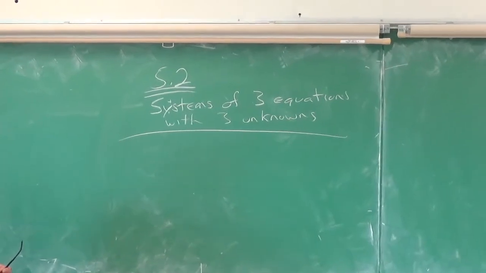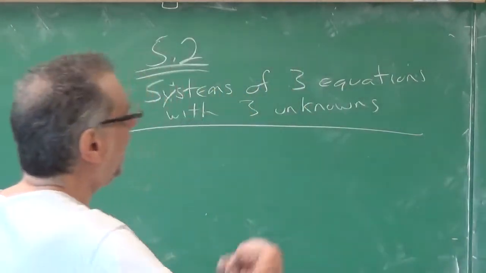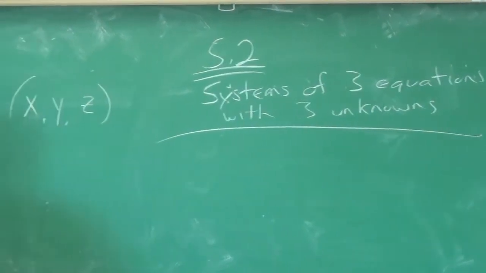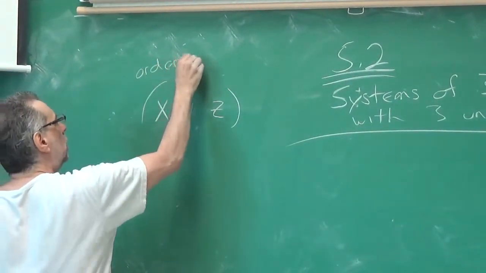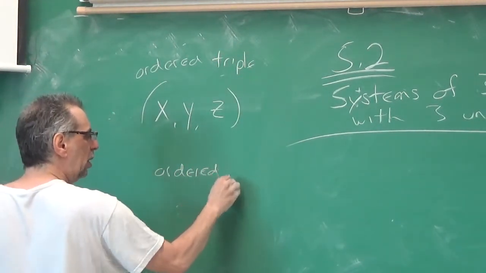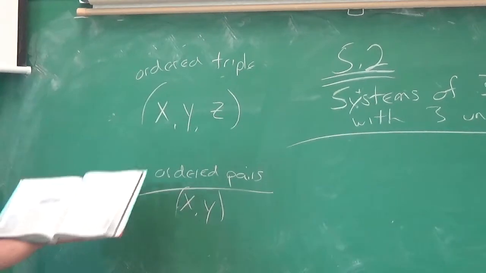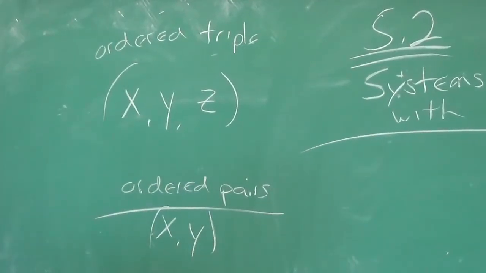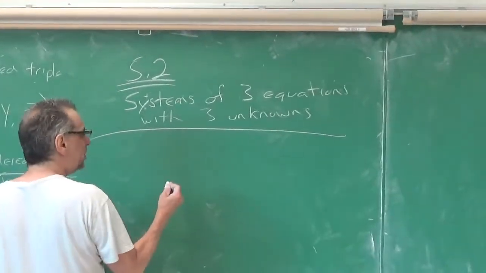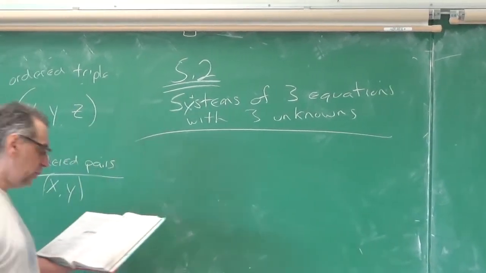So systems of 3 equations, 3 unknowns. Again, the first questions you'll see are checking whether a given ordered triple, x, y, z, is a solution. This is called an ordered triple, as opposed to our ordered pairs that we were looking at when we were looking at lines, which were just x, y pairs. Now we're looking at 3 dimensions, so we have x, y, z coordinates, which are going to be the answers to these problems. So the first types of questions are you'll be given an ordered triple and asked, is it a solution to a certain system?